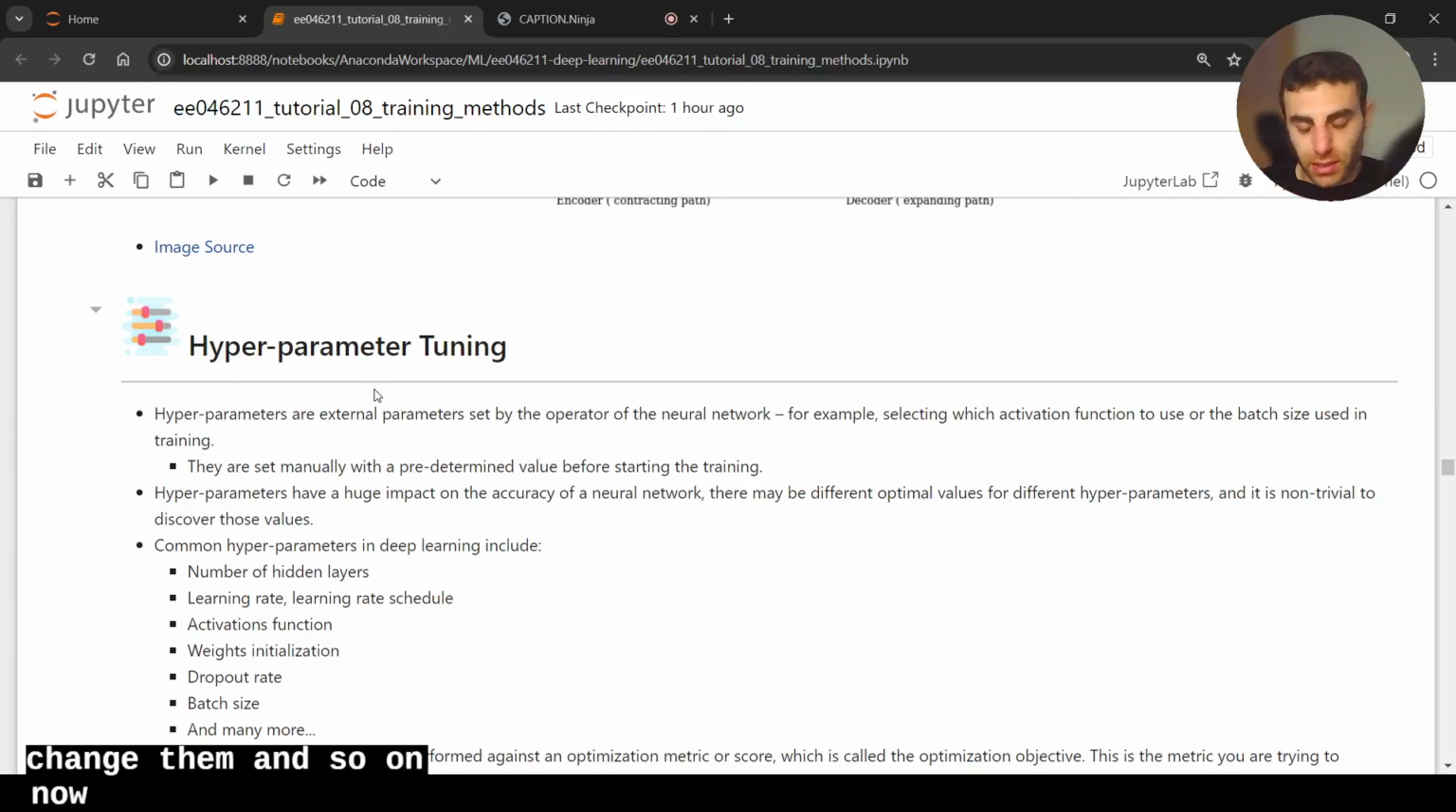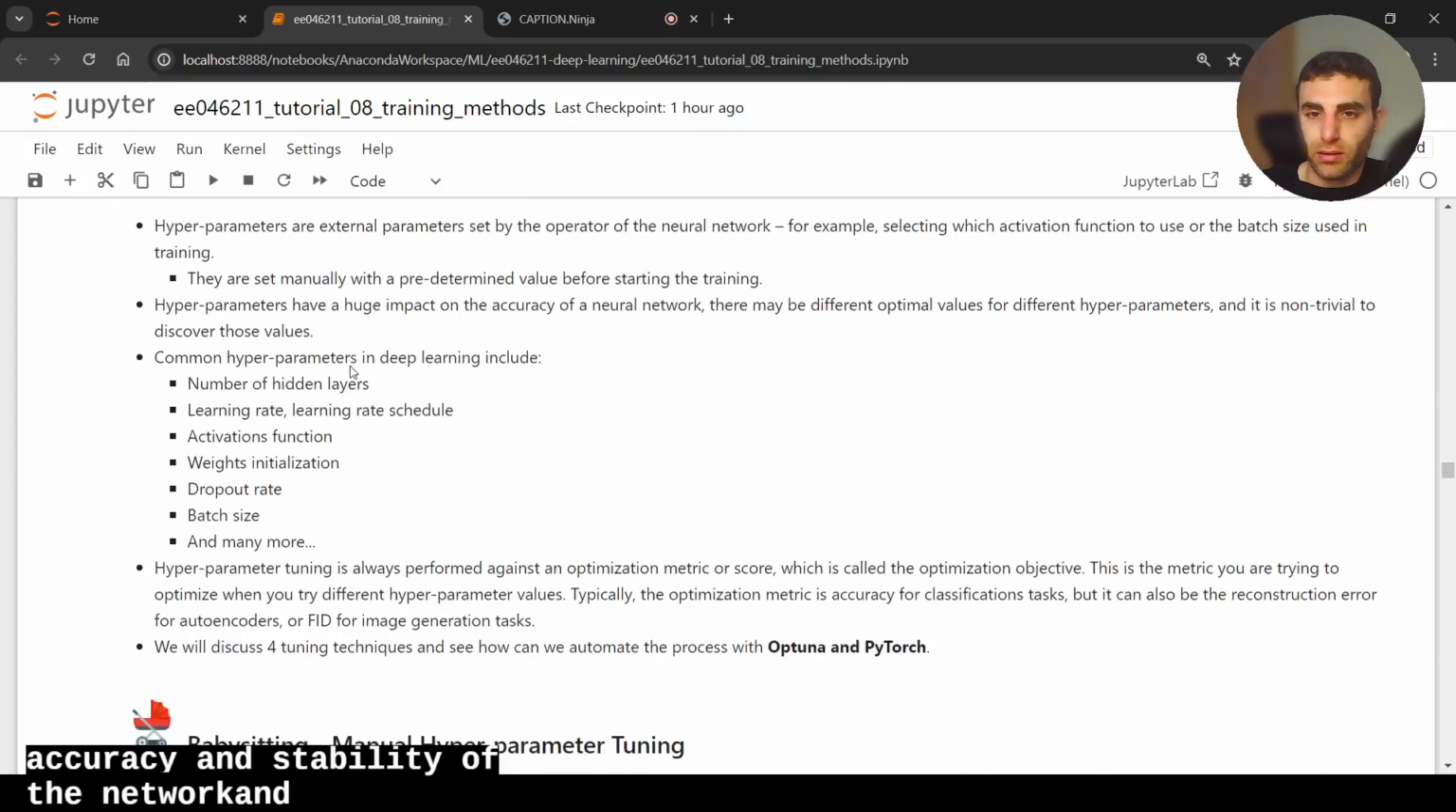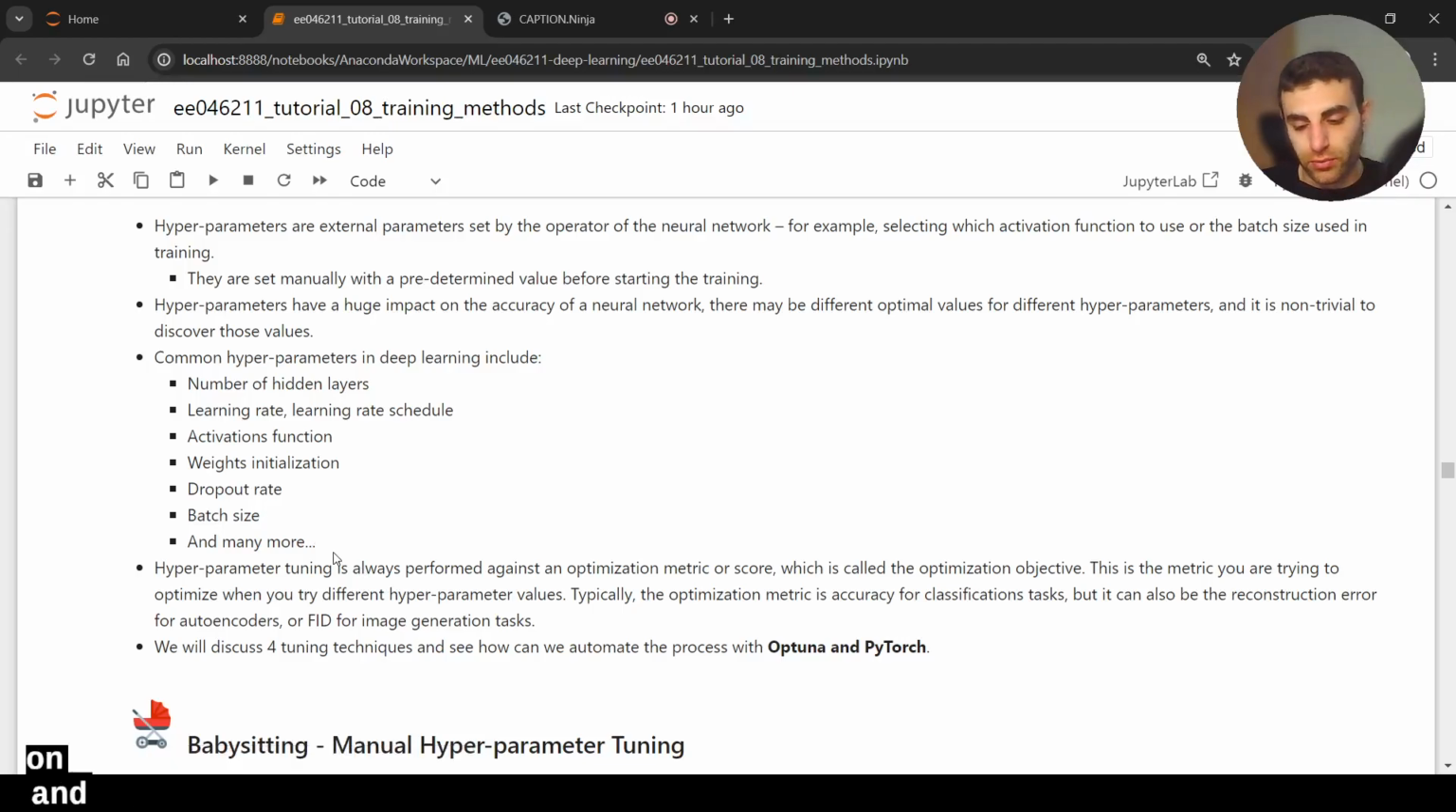Now, hyperparameters can have a huge impact on the accuracy and stability of the network, and there may be some optimal values that we, as the designers, are not aware of because we did not consider looking in that direction. So maybe there are other approaches that can be utilized to find a better set of hyperparameters, right? Examples of hyperparameters are the number of hidden layers, learning rate, type of activations, how we initialize the weights, dropout, batch size, and so on. And we have a lot of them.